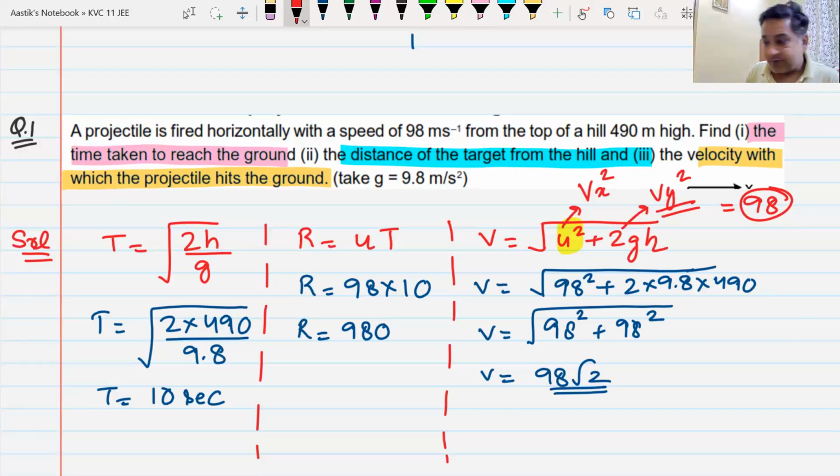Okay. Then that finishes this part. We are done with oblique projectile. We are done with horizontal projectile.